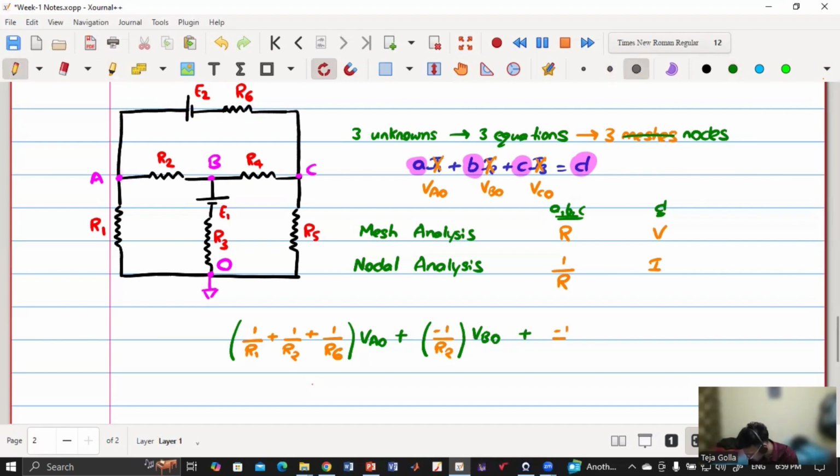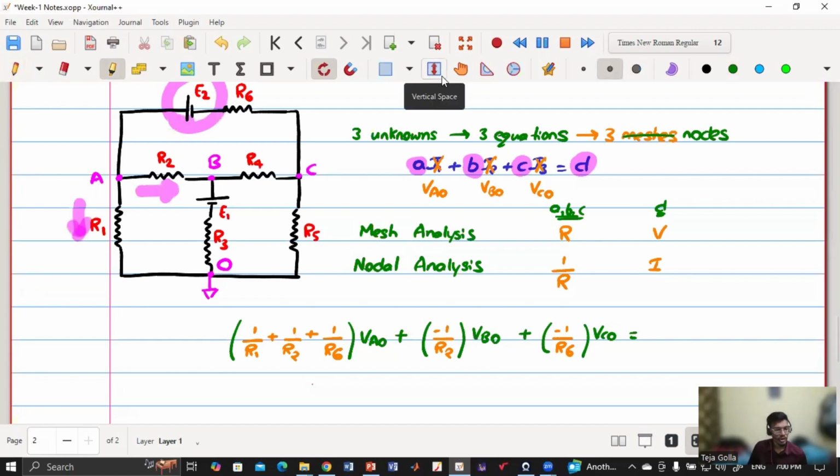Minus 1 by R6 into VCO. Now what comes on the RHS side, as I have mentioned, is current. So you should see what is the current that is coming from the voltage source connected to the terminal A. Terminal A is only connected to E2, right? In this branch, there is no voltage source. In this branch, there is no voltage source.